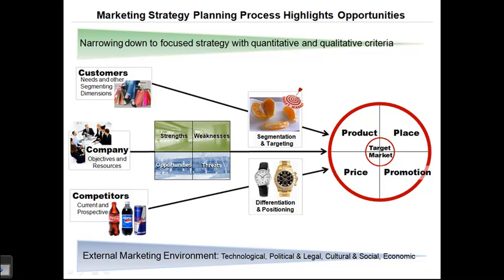The marketing strategy planning process guides the selection of a target market and the development of a marketing mix. The process will be affected by information gathered about customers, the mission, objectives, and resources of the company, competitors, trends in the external environment, technological trends, political and legal trends, social and cultural trends, and economic trends. The process then narrows down from this broad view to a more specific focus on a target market.